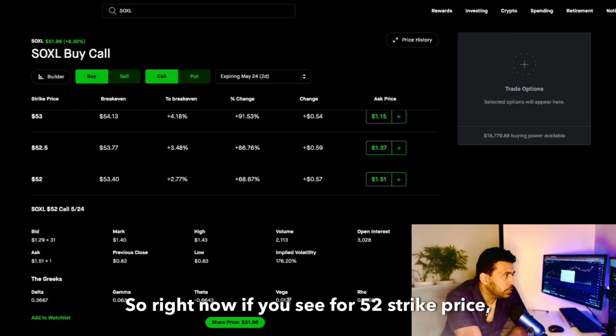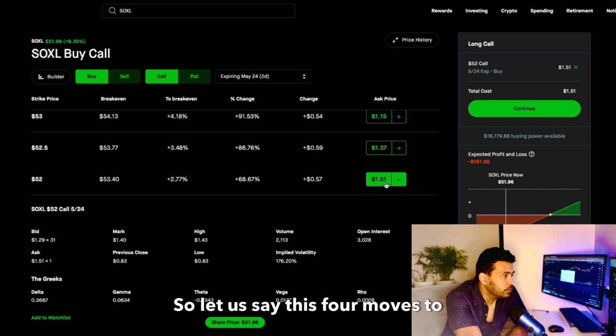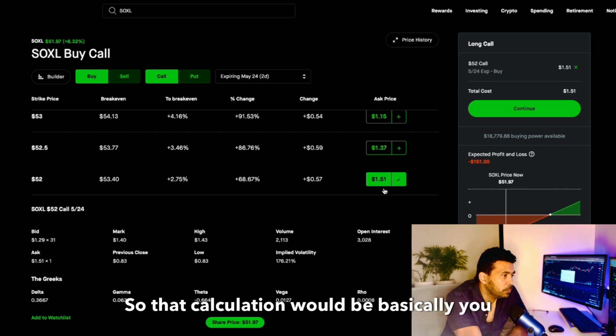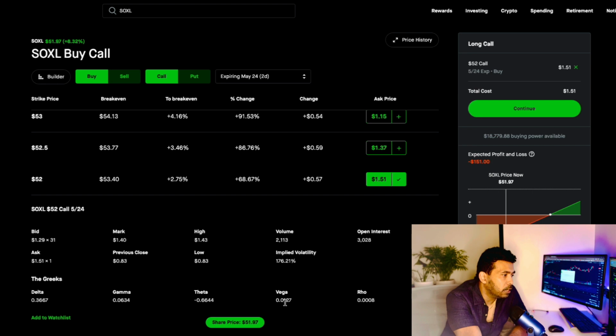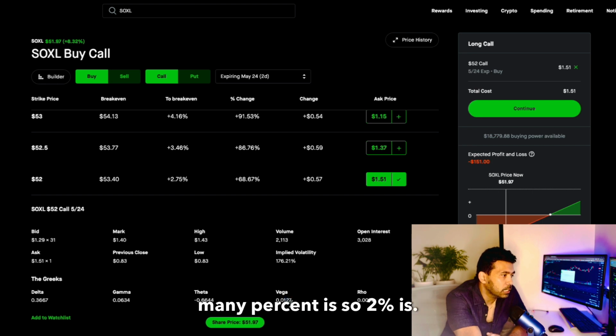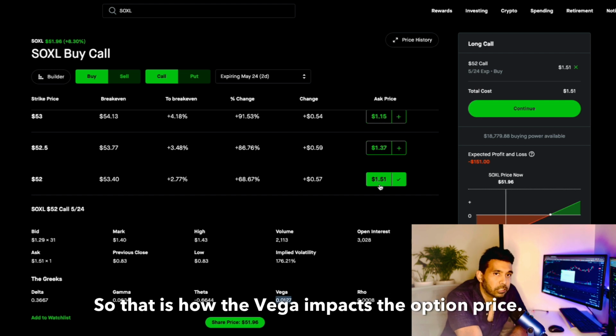So right now, if you see for the 52 strike price, this has a 1.51, right? So let's say this IV moves to 178, which is 2% up. How much would the new price be? That calculation would be basically you add to this price, so you add how many percentage? 2%. So you add 2 multiplied by this, and that's what you need to add here. So that's how the Vega impacts the option price.